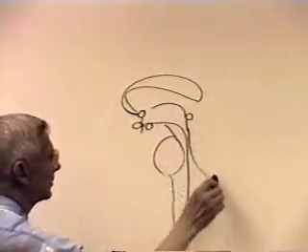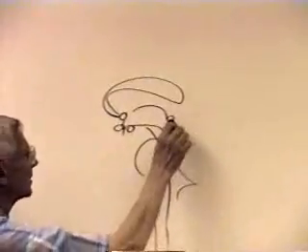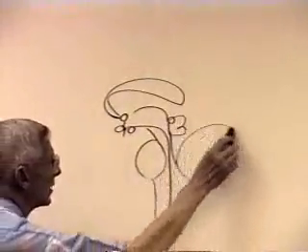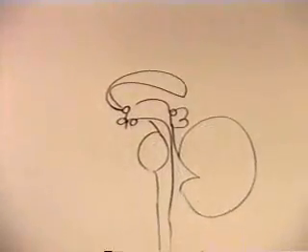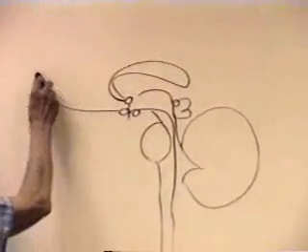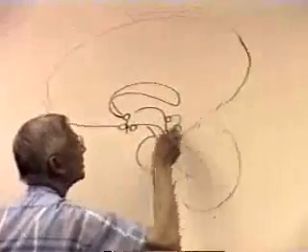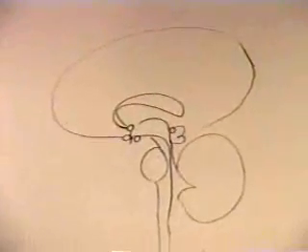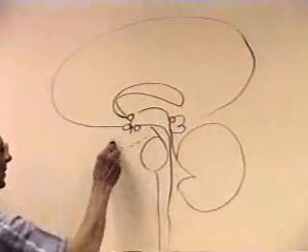We want the roof of the aqueduct like so. We want the colliculi in here. We want the cerebellum in here. And then let's put the whole forebrain here first. Temporal lobe coming up. All right. On the other side of the wall.